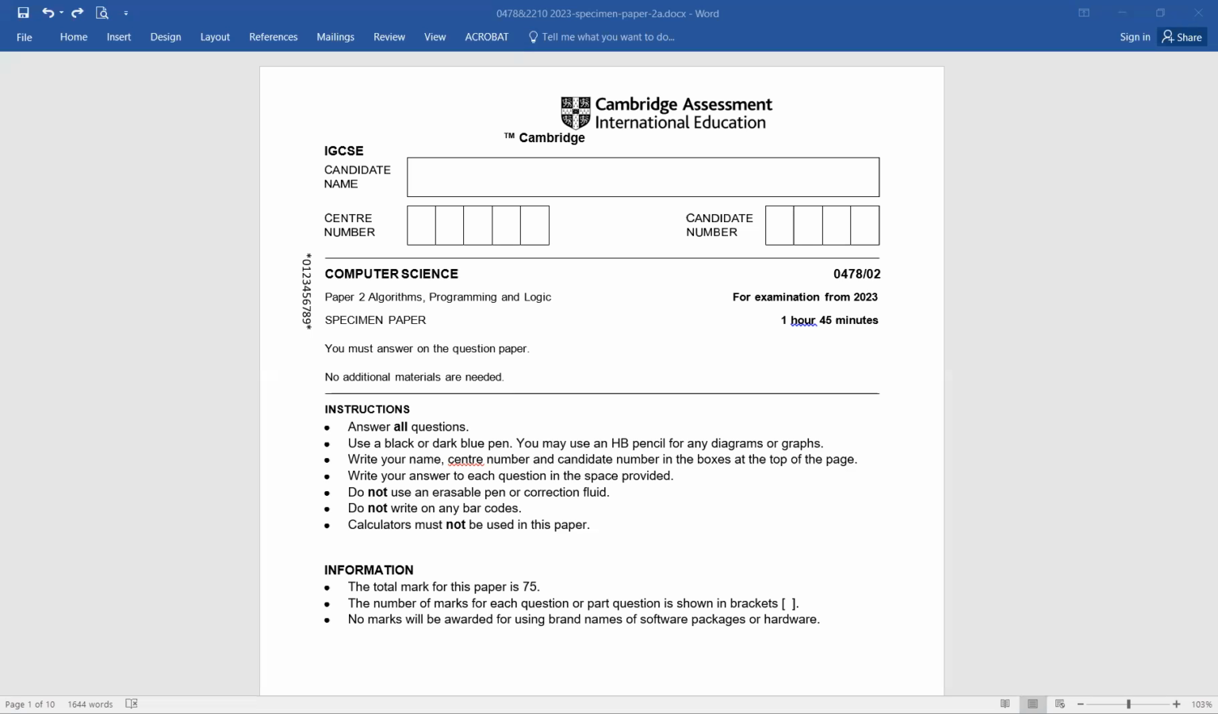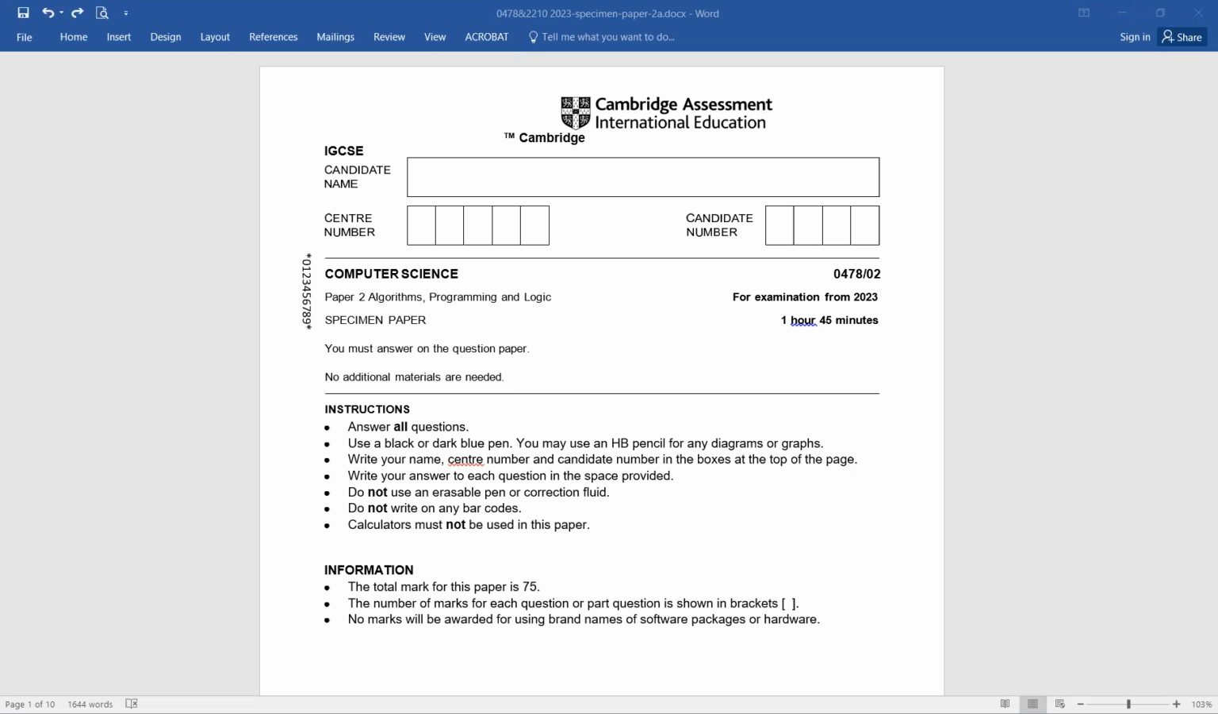And the paper that I'm discussing at the moment is a specimen paper that is for both 2210 O levels as well as IGCSE 0478. Before we proceed to the specimen paper discussion, let me talk about a few things that we all need to know. We have to attempt all the questions. You can use either a black or a dark blue pen. In case you have to draw the diagrams, then you can use a pencil, and that is an HB pencil.